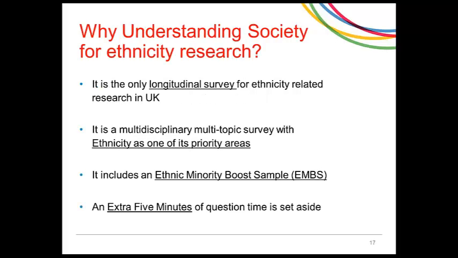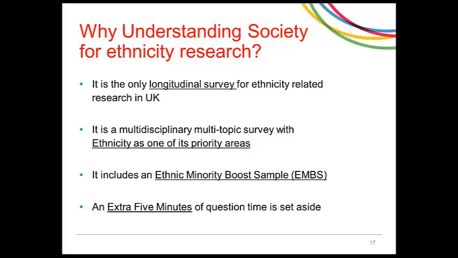Now, why is this study such a valuable resource for ethnicity-related research? There are a number of reasons. First, it is the only longitudinal survey for ethnicity-related research in the UK. Second, it is a multidisciplinary, multi-topic survey with ethnicity as one of its priority areas. Finally, it also includes an ethnic minority boost sample to increase the sample sizes of different ethnic minority groups in the UK. This allows us to analyze different ethnic groups separately. And in wave 6, a new immigrant and ethnic minority boost sample will be added. So watch this space for that one.